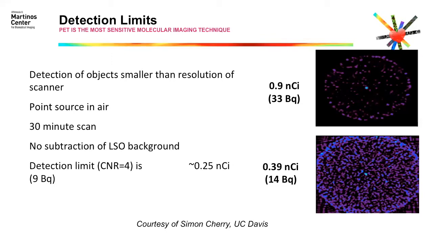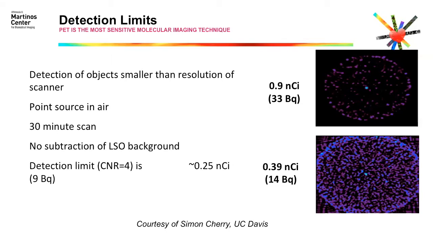But the important thing is that it's so sensitive that we can even detect objects that are smaller than the resolution of the scanner. And this is highly important. It's not all about the size of the object that we can detect. It's about the sensitivity of the scanner to be able to detect it. So in this case, for instance, if there is a point source type of lesion inside the body, like a cancer lesion that is really, really concentrated, the detection limit is around 9 becquerels, which is basically 9 disintegrations per second, which is incredibly low.